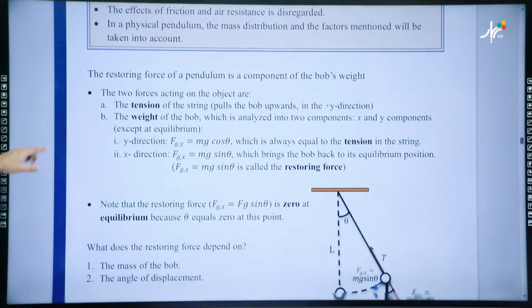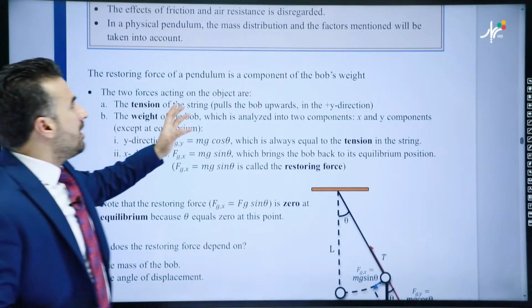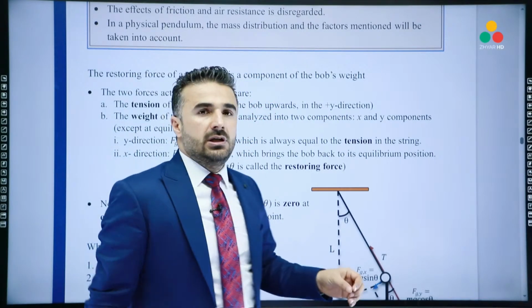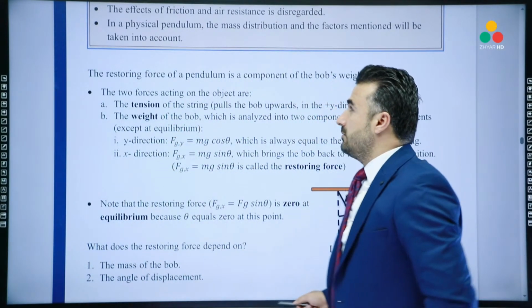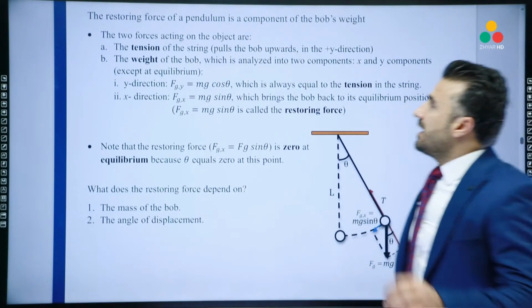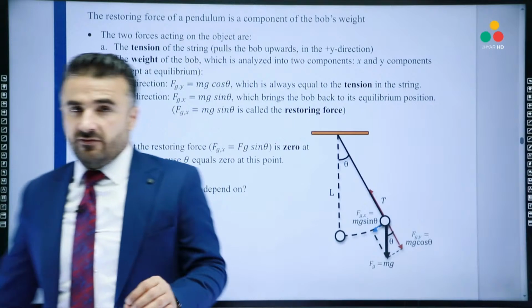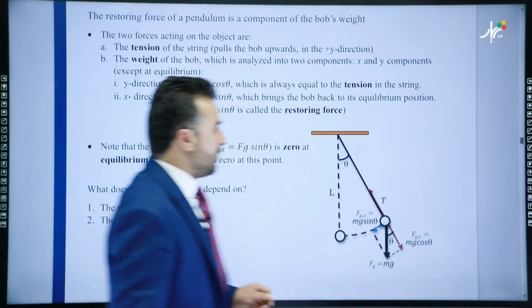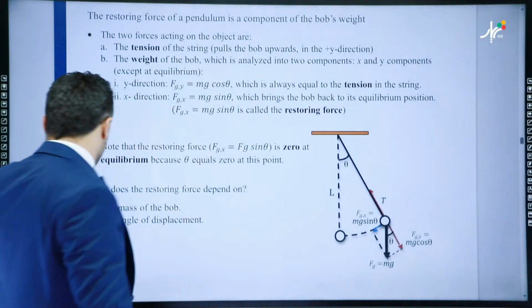But in a physical pendulum, the mass distribution and the factors mentioned will be taken into consideration. The restoring force in a pendulum is a component of what? Of the bob's weight. What do we mean by this?